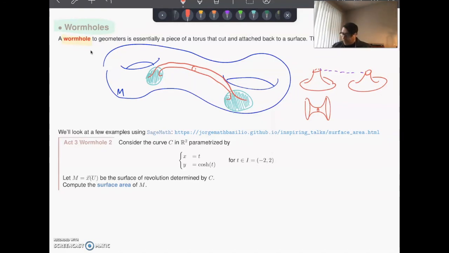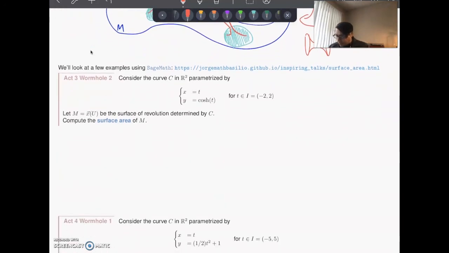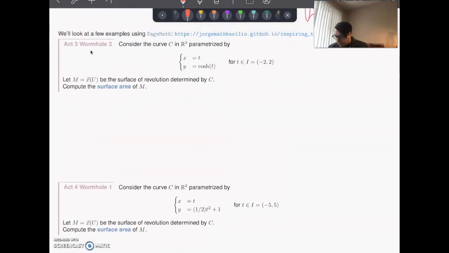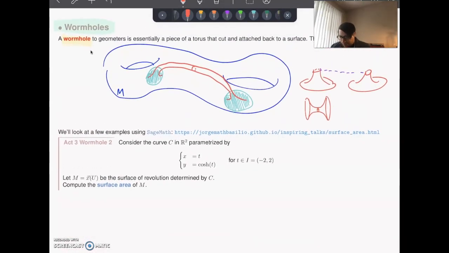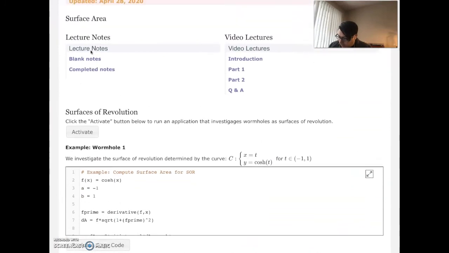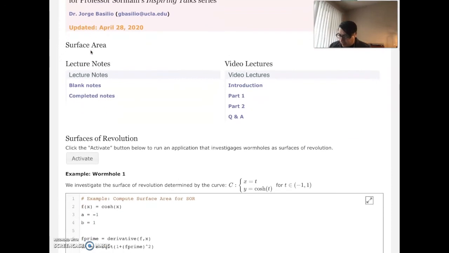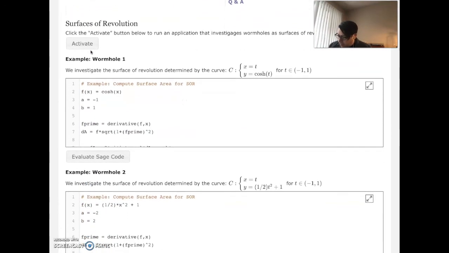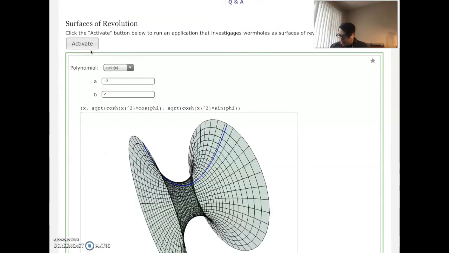In the next video, which will probably be pretty short, I will take a look at a couple of examples, and I'm not really going to do any of the calculations. I lied. Let's go ahead and do them now. You can go to this link, and I will just go to it since I have it open. By the way, if you want the blank notes or the completed notes, I'll post these here together with all the videos once I'm done filming them. Let's hit this activate button. I have a couple of examples that I have programmed.